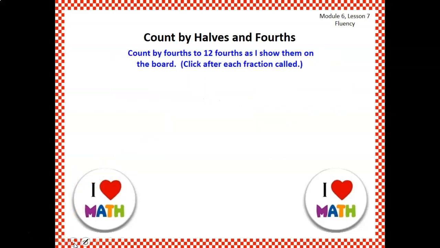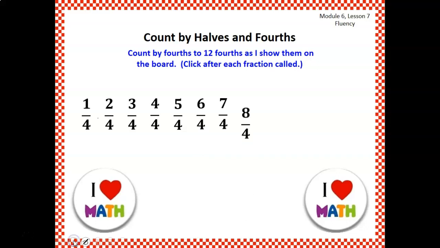Okay. Let's count by fourths to 12 fourths. As I show them, call them. Ready? And 1/4, 2 fourths, 3 fourths, 4 fourths. You call them. 11 fourths and 12 fourths. Hopefully you were saying them as I was putting them up on the board.